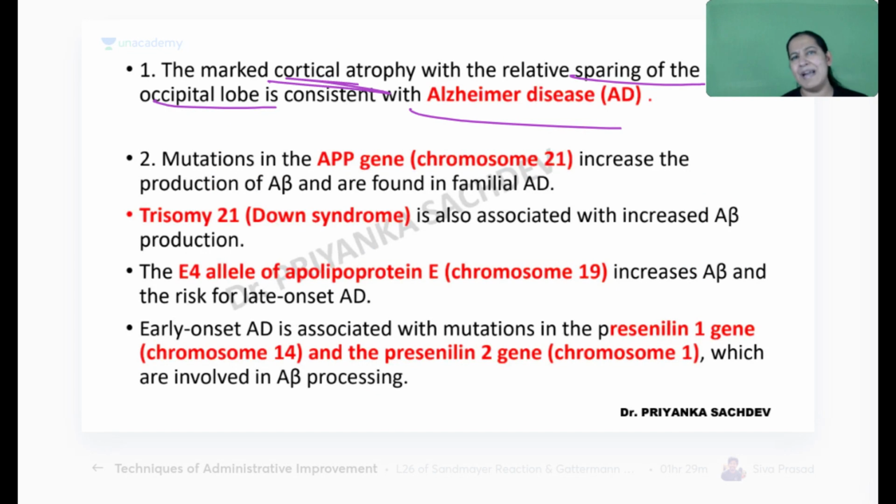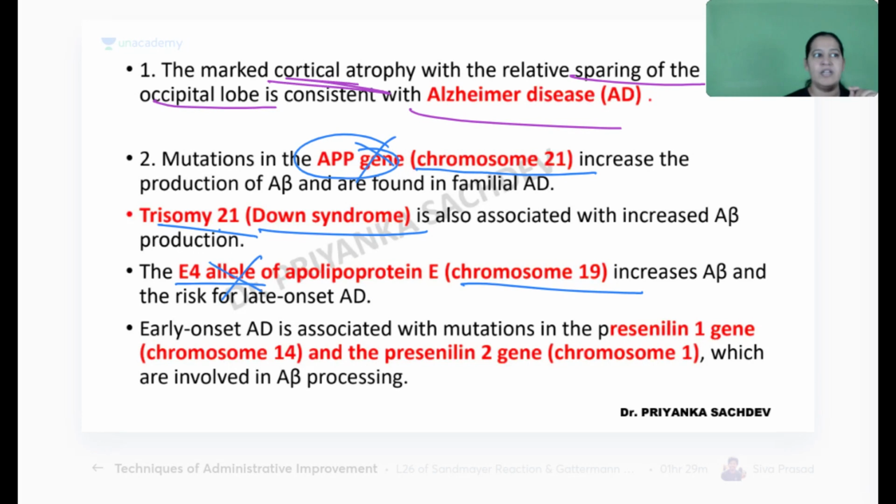Once the diagnosis is made, the question is fun for you. Now you know the genes for Alzheimer's disease, right? There are 4 genes for Alzheimer's. Most commonly the APP gene, which is present on chromosome 21. It is mutated. It is also associated with Down syndrome, that is trisomy 21. People with Down syndrome also have a higher chance of Alzheimer's. On chromosome 19 there is another gene known as the E4 allele, which is also mutated, and on chromosome 14 and chromosome 1 the presenilin genes are present. Presenilin 1 and 2 are also mutated.